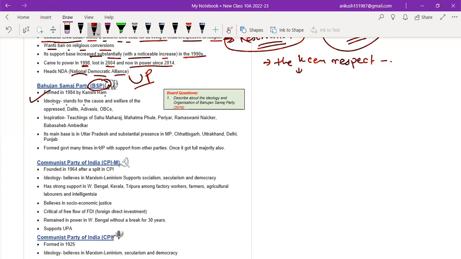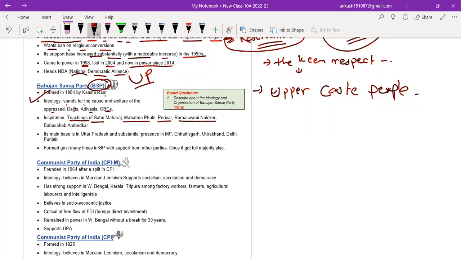Its ideology is that it stands for the cause and welfare of the oppressed Dalits, Adivasis and OBCs, other backward class people. This party started to work for the rights of the people who were suppressed by the mainstream people, in other words, the upper caste people. Inspiration was the teachings of Shahu Maharaj, Mahatma Phule, Periyar Ramaswamy Naicker, and especially Dr. Baba Sahib Ambedkar. He also wanted to bring the suppressed people into the mainstream.